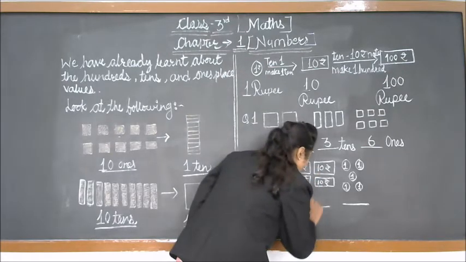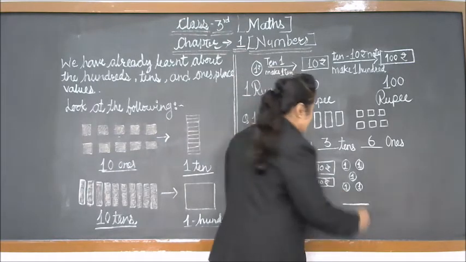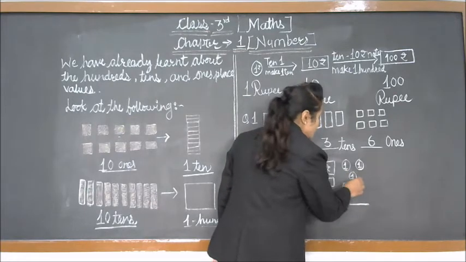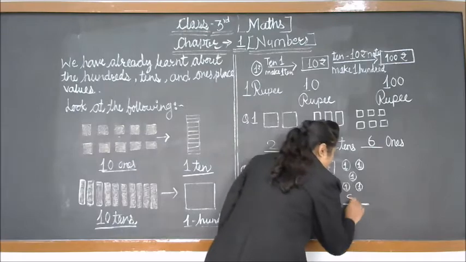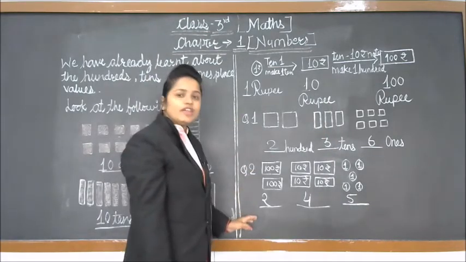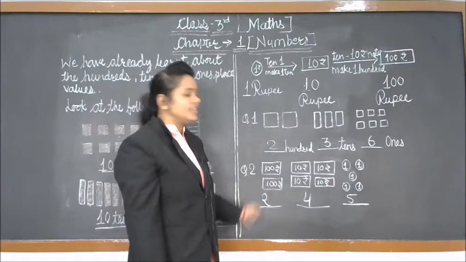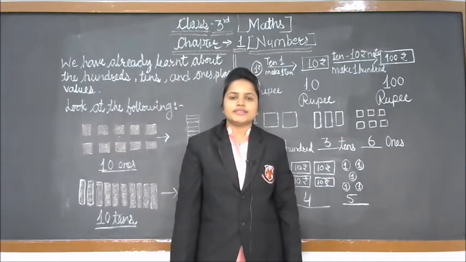So what are we going to write here? 4. Yes. So how many 1 rupee coins do we have? Let us count. 1, 2, 3, 4, 5. So we are going to write 5 here. So students, this is the method we have to follow in every question. Like this we can solve all these questions, students.